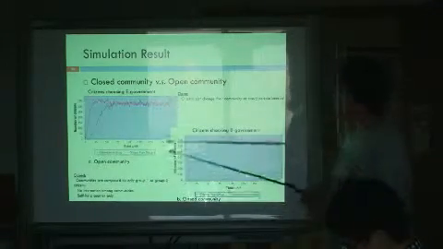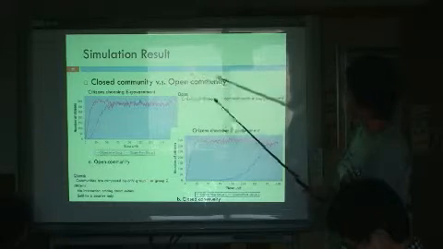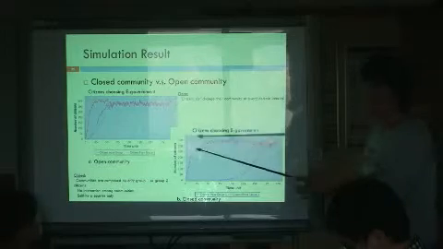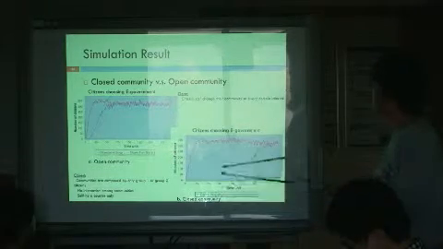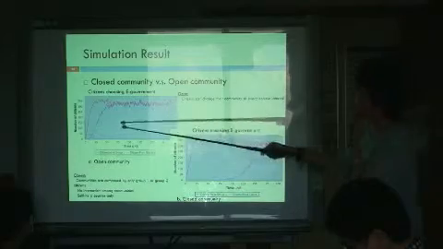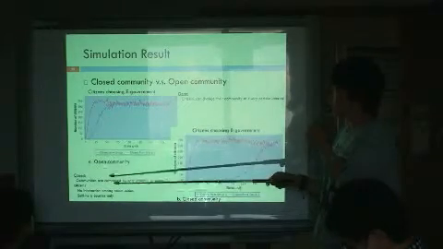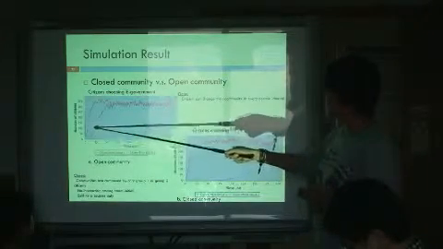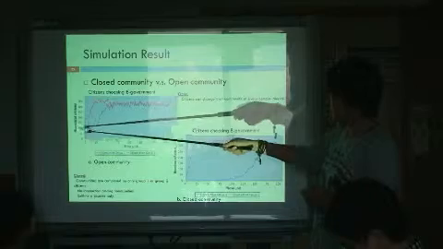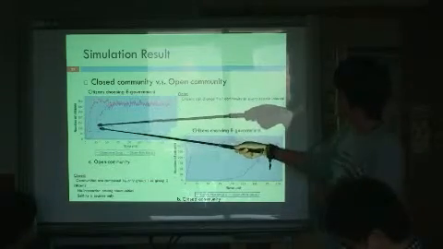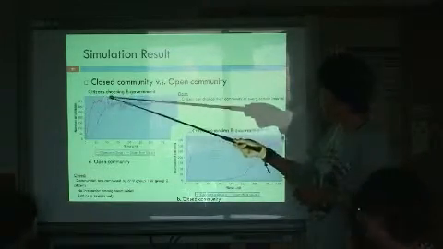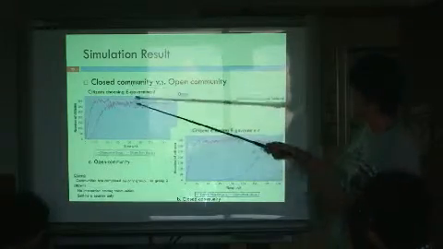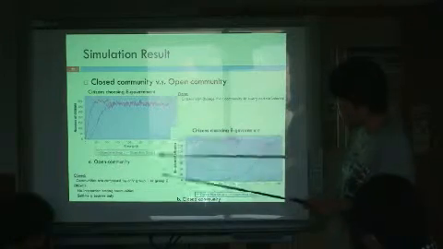And the next comparison is between a closed community and an open community. In an open community, the citizens can change their community after a certain time interval. We get a similar result that all the citizens will gradually choose e-government, and group 1 still increases faster than group 2 citizens. But I'm not sure why there is a sharp decrease in the number of citizens choosing e-government. Probably there is some parameter setting of the model.